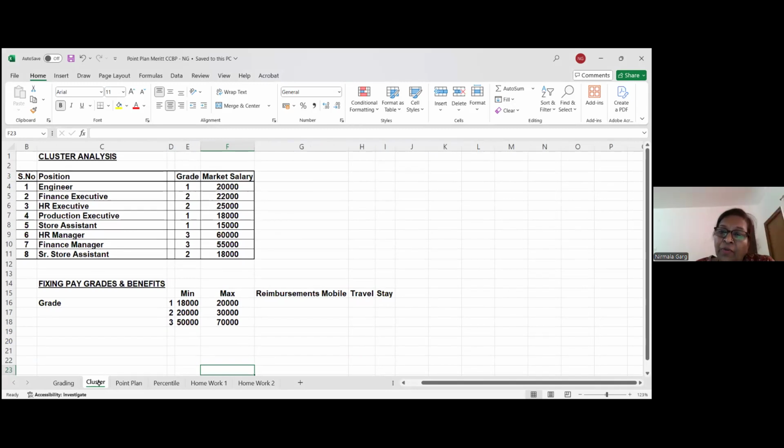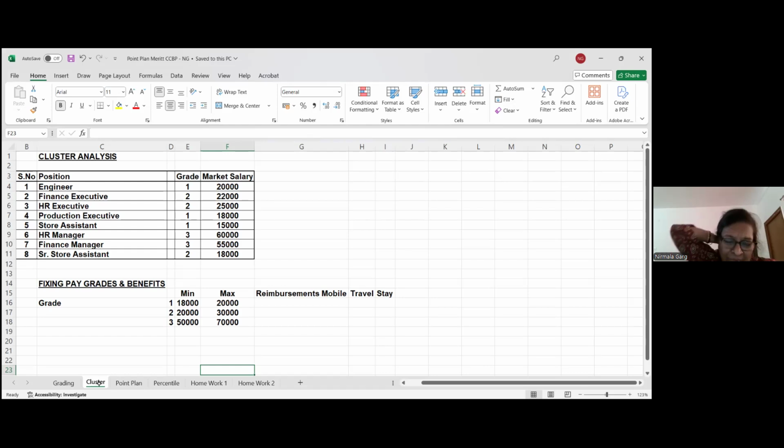Okay. So what we do after job grading only gives you positions, irrespective of functions, which are in grade 1, grade 2 of relative worth, put into a hierarchy. But now you need to assign salary ranges. How would you do that? There is a technique called cluster analysis. How do you go about it?